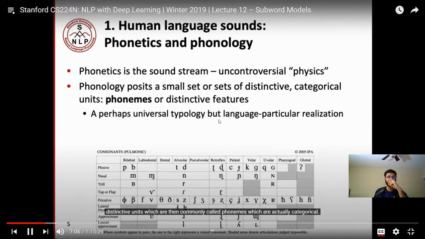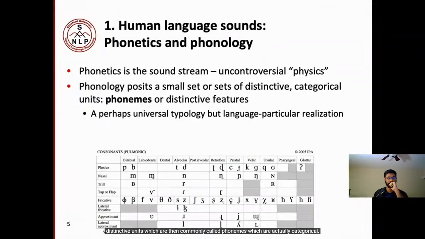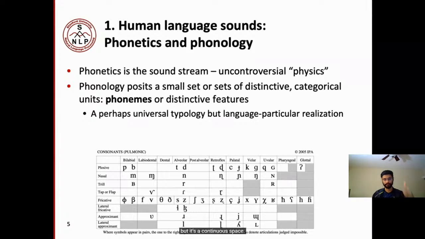Of distinctive units, which are then commonly called phonemes, which are actually categorical. And the idea here is that, well, our mouths are continuous spaces, right? That they've got these various bits of their mouths, like, you know, tongues and pharynxes and so on, but it's a continuous space. So actually, we can make an infinite variety of sounds, right? So if I open my mouth and apply voicing and just waggle my tongue around, I can make an infinite variety of different sounds.